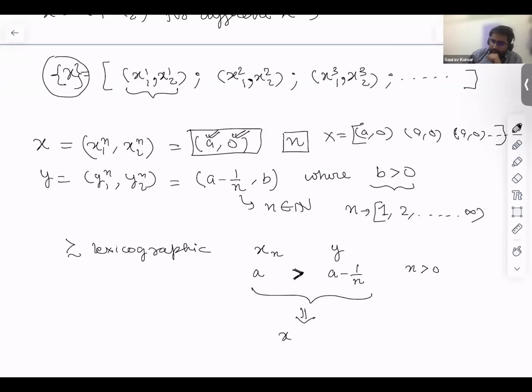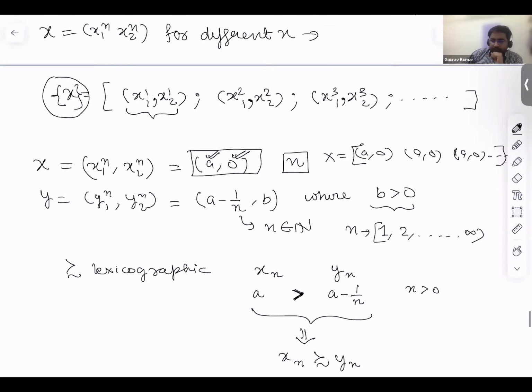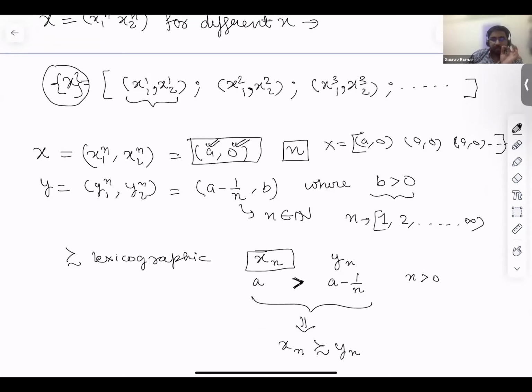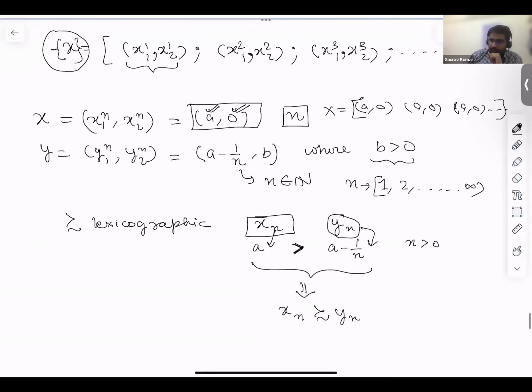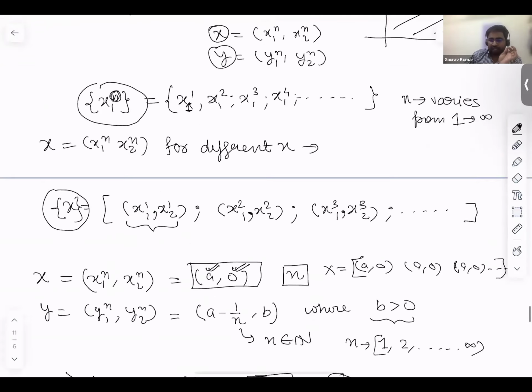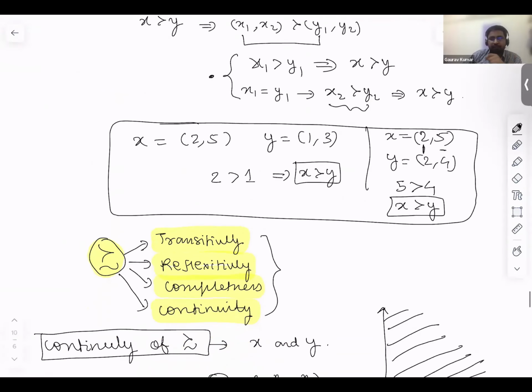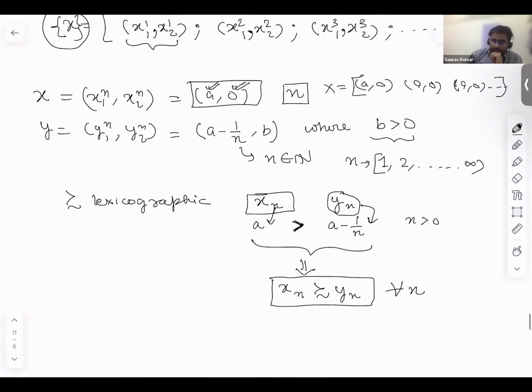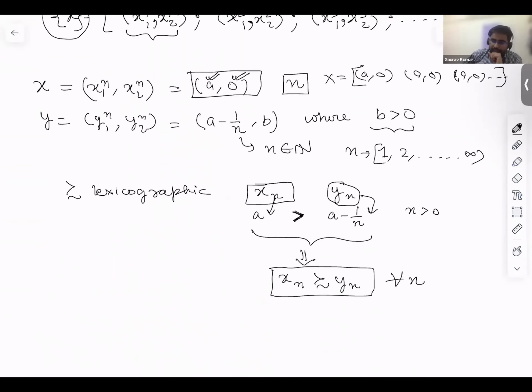x_n should be preferred over y_n. So the first argument of any element in the sequence x_n is a, and the first argument of any term in the sequence y_n is a minus 1 by n. So when you compare them, what you get is x_n is preferred over y_n for every n. This is the property of lexicographic preferences. I just gave an example here, and I'm using the same thing just in a mathematical form. Okay, so let's keep this.